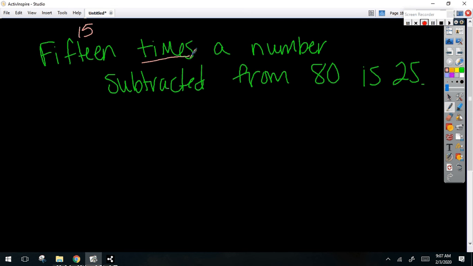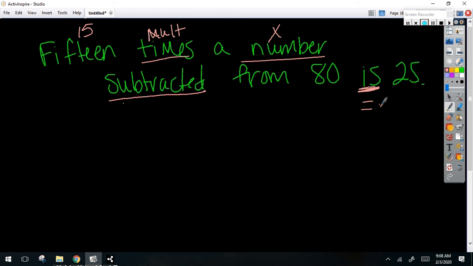What does times mean? Multiply, that's right. A number. X. Subtracted from 80. Subtracted, we know what subtracted means, but this is where it starts getting sticky, okay? Because we always get confused when we start saying the difference or subtracted from, to know which one comes first and which one comes second, okay? But we do know that is equal, right?